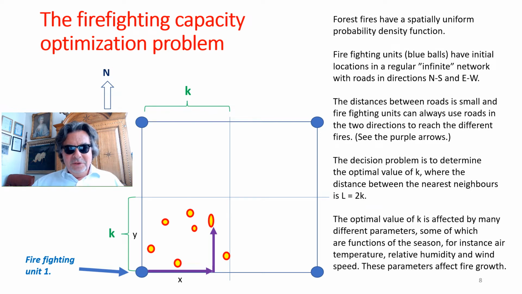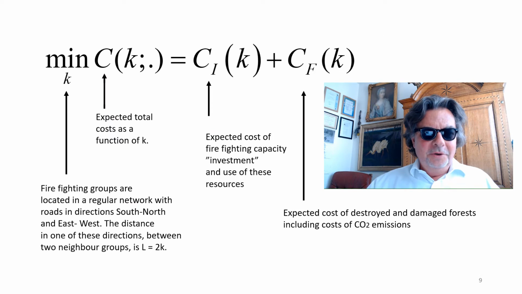The decision problem is to determine the optimal value of k, where the distance between the nearest neighbors is L, which is 2k. The optimal value of k is affected by many different parameters, some of which are functions of the season, for instance air temperature, relative humidity and wind speed. These parameters affect fire growth. We are interested to minimize the expected total costs as a function of k.